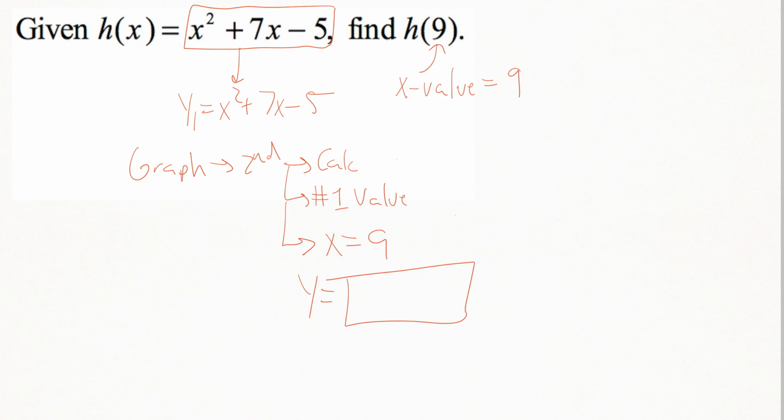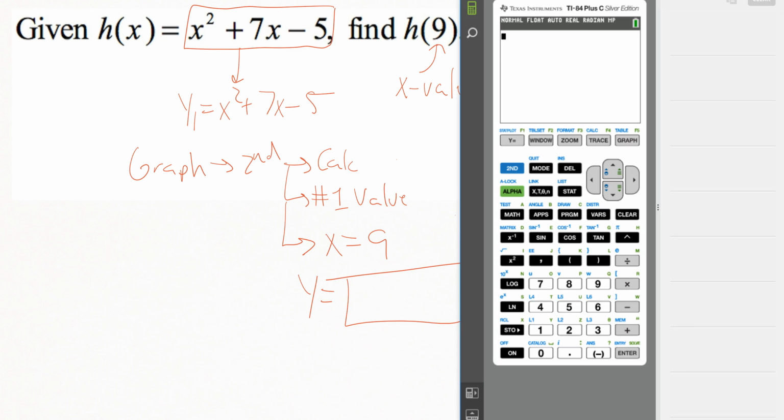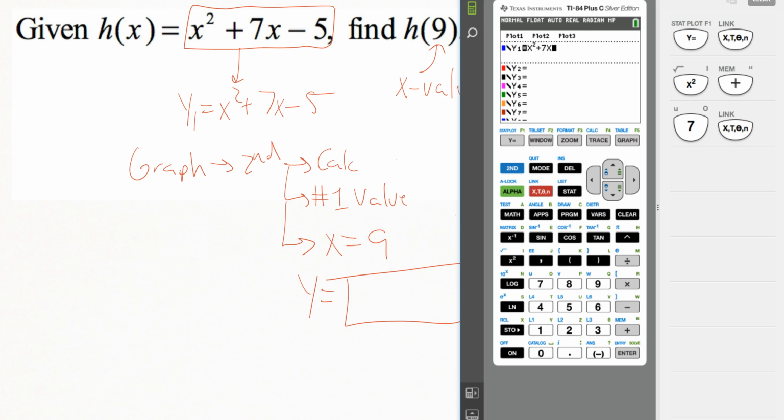And so we're going to go ahead and pull up our TI-84 calculators, and we're going to do some graphing. So we're going to go into the top left corner, the y equals button, and enter the equation they give us. So x squared plus 7x, and then minus 5. And then we go ahead and graph that equation.